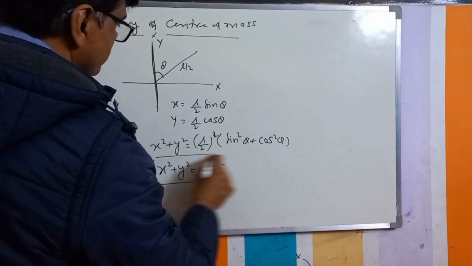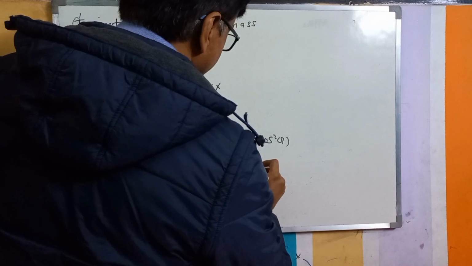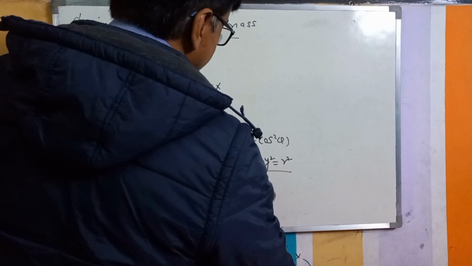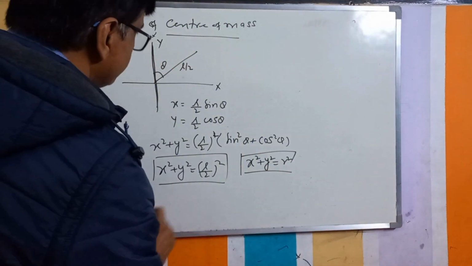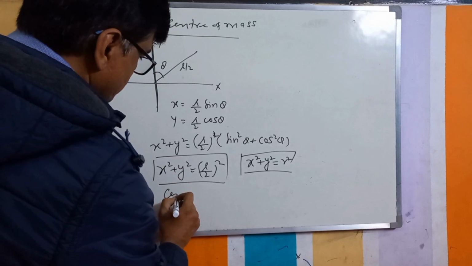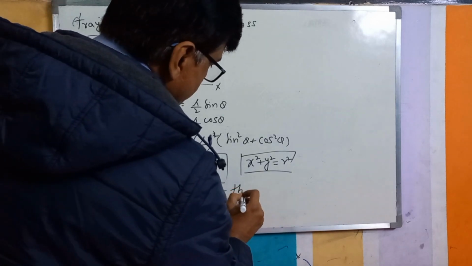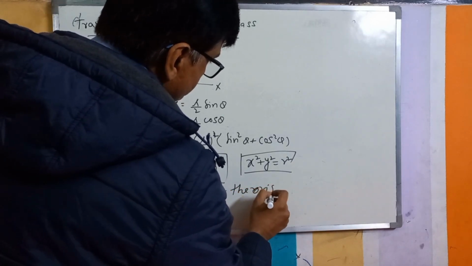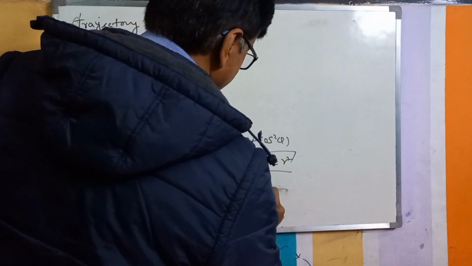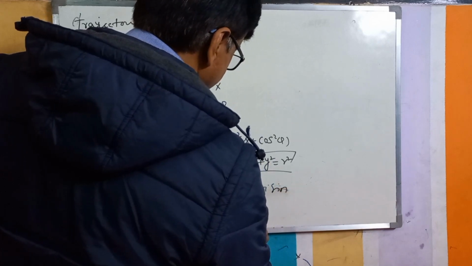This is the standard equation of a circle. We know that the standard equation of a circle is x square plus y square is equal to r square. So this is an equation of a circle with center at the origin and radius r.